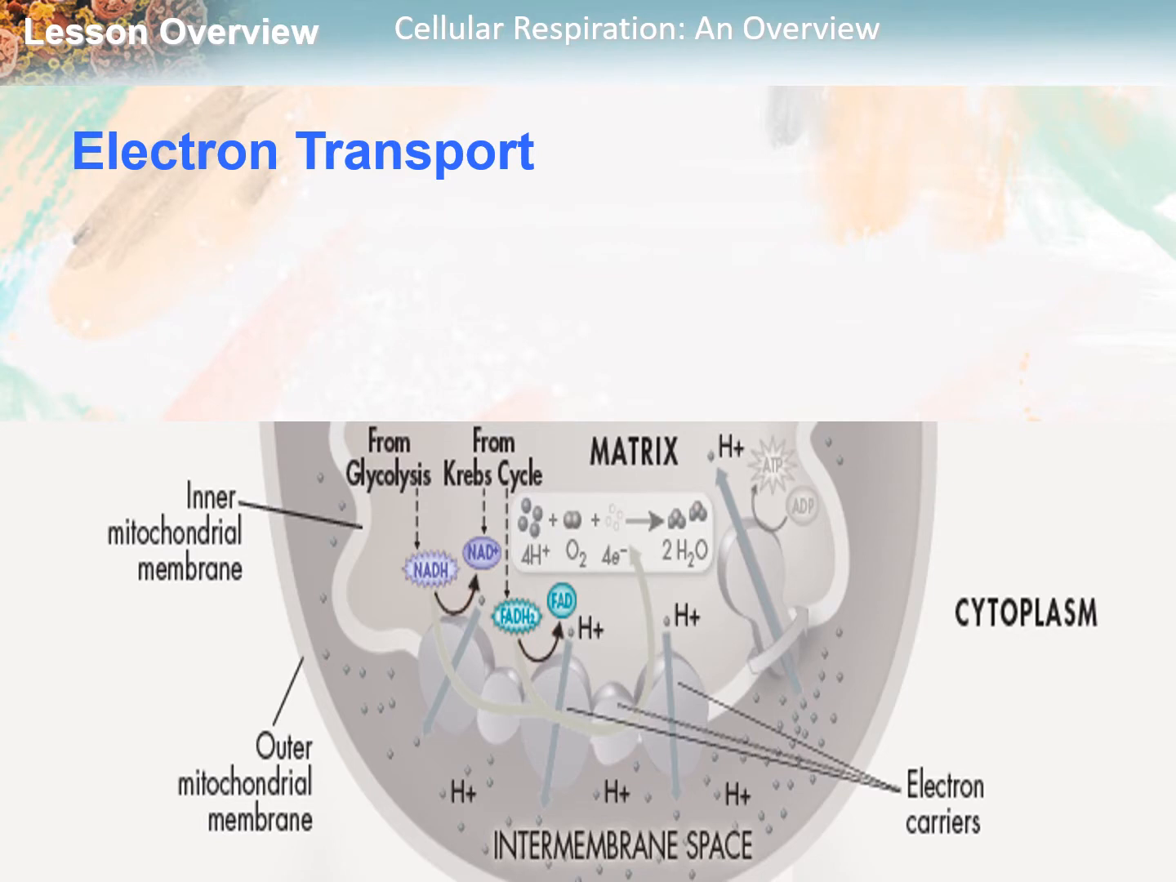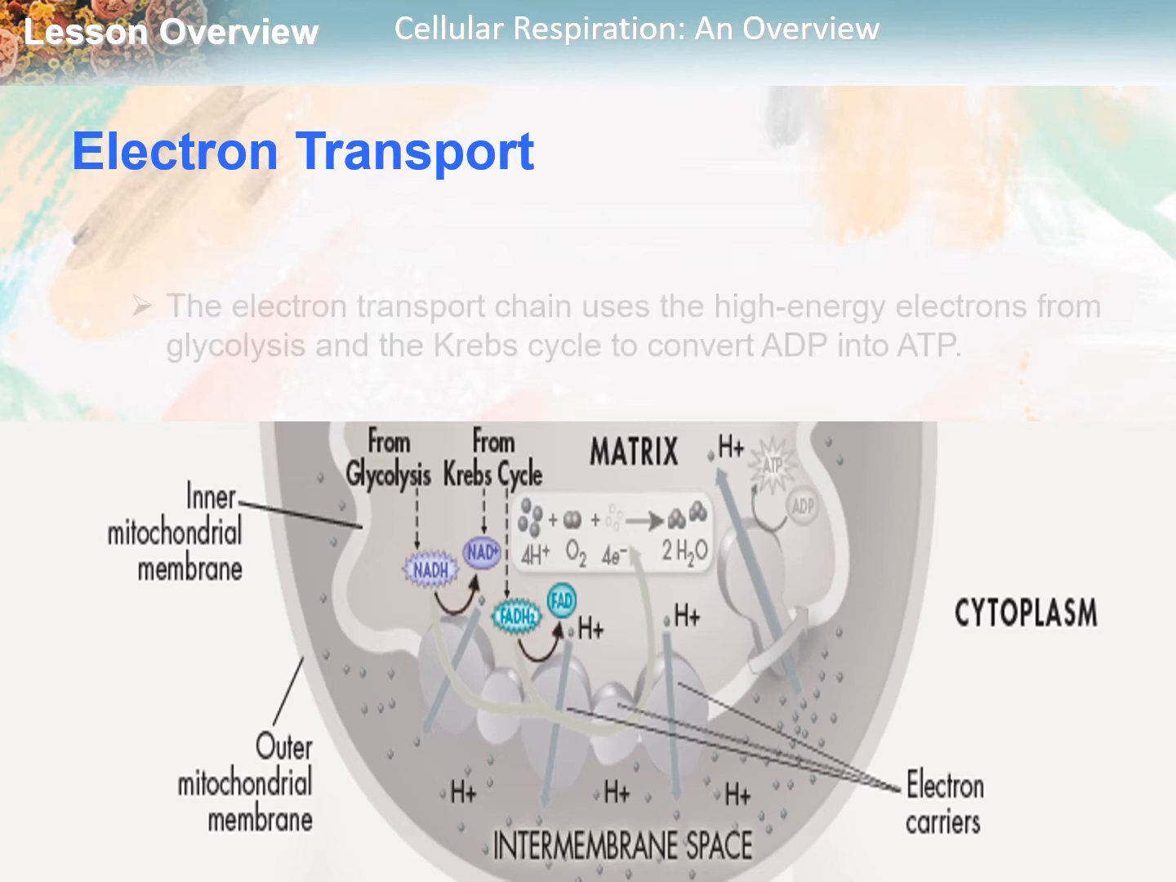So in the previous video, the first two stages of cellular respiration, which are glycolysis and the Krebs cycle, have already been mentioned and explained. So we're now going to move on to the third stage of cellular respiration, which is the electron transport chain. So how does the electron transport chain use high energy electrons from glycolysis and the Krebs cycle?